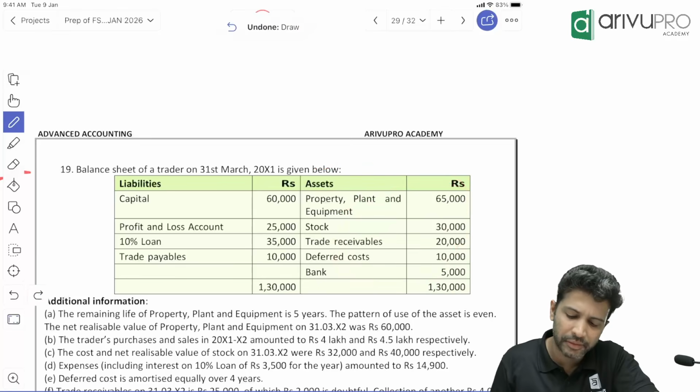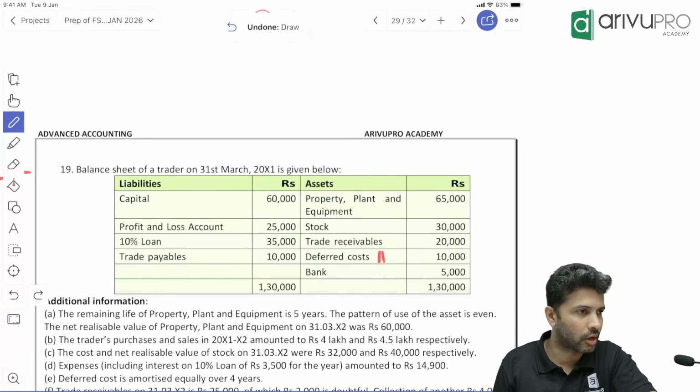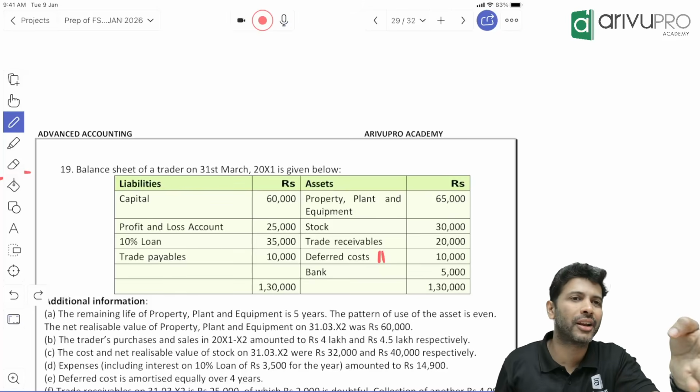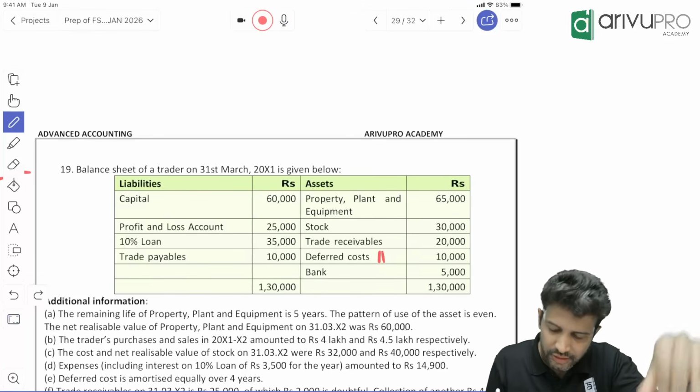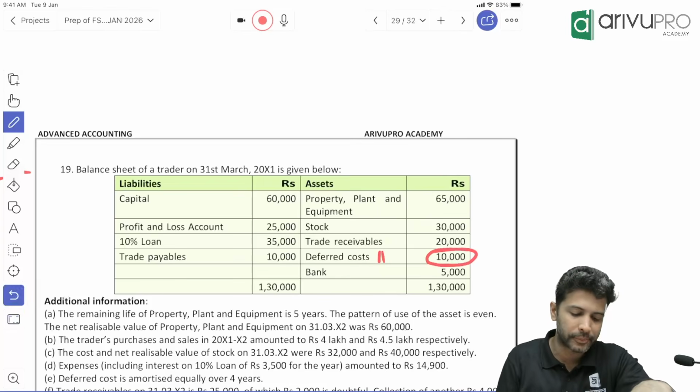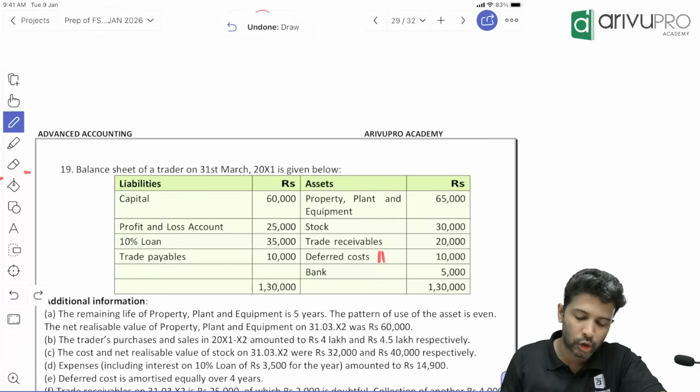Asset information they have given. One thing catching our eye here is deferred cost. You used to have preliminary expenditure and deferred revenue expenditure in your 11th grade. Same here. How much cost have you deferred? 10,000. We'll see what to do.